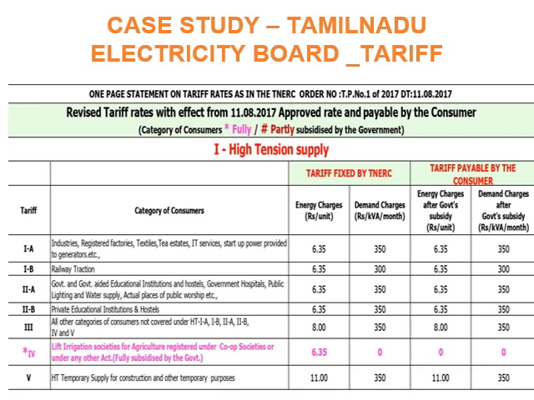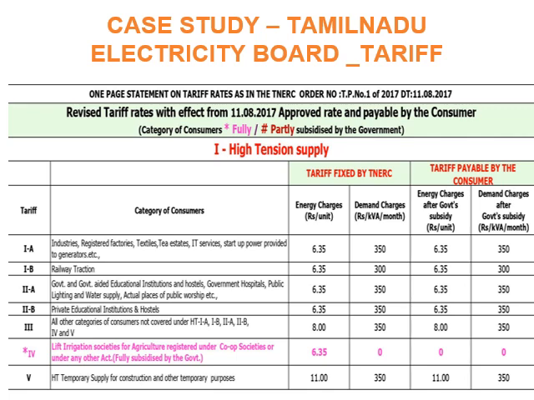And then this one is the case study I cited in the beginning: the case study of the Tamil Nadu Electricity Board tariff. You see, the revised tariff rates with effect from 11/8/2017. This is the one-page statement which is available on the TNEB website. You can refer. So the tariffs are 1A, 1B, and then 2A, 2B, 3, 4, and 5.